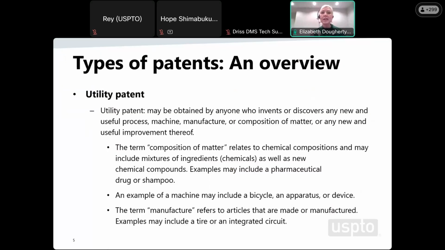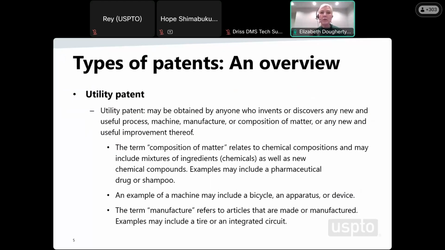Anyone who invents or discovers any new and useful process, machine, manufacture, composition of matter, or any new and useful improvement thereof. So what's important here is that they are invented by anyone, by a human being who invents or discovers anything new, meaning novel, not heard of or seen before, and useful. There is a utility requirement to filing a US patent application and for receiving a US patent.